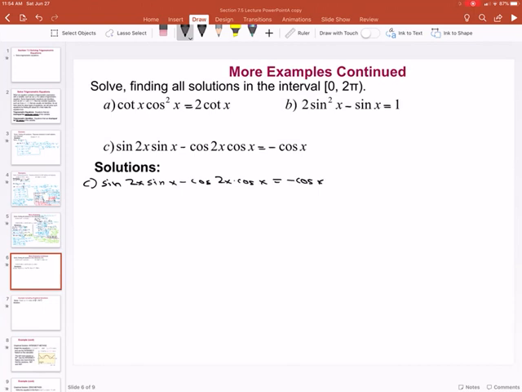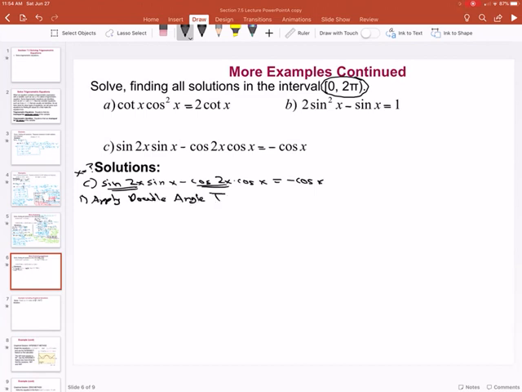cosine x. So my first step: I'm trying to solve for x, right? That's my goal. What does x equal? Again, we are restricted between 0 and 2 pi. With that said, we need to apply the double angle identities. That's going to be step 1. We'll write that down: apply double angle identities.